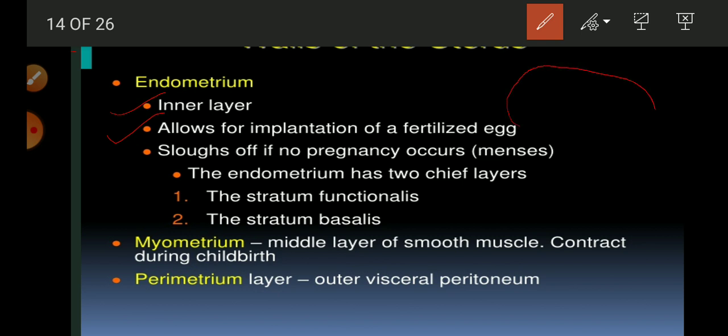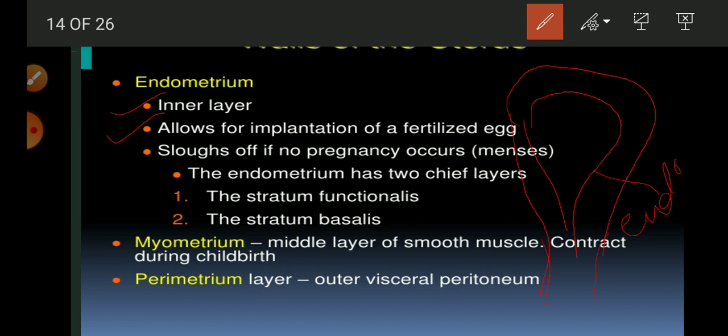So the inner layer of the uterus is called the endometrium, because endo means innermost, so this is the innermost layer. It allows the implantation of the fertilized egg. Here the implantation of the egg will be done in the endometrium. It also sheds off if no pregnancy occurs, like in the menstrual cycle, which we'll talk about in the next lecture.